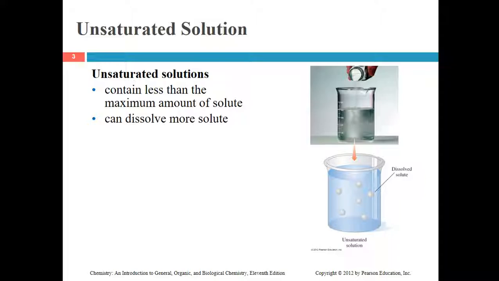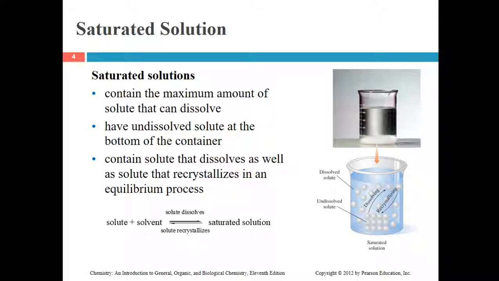Now, unsaturated solutions contain less than the maximum amount of solute. So that means you could dissolve more solute in an unsaturated solution. So that term unsaturated means something. As opposed to its opposite, a saturated solution contains the maximum amount of solute that can dissolve. So if you put any more in, it's just going to go down to the bottom because no more can dissolve. And so you know you have a saturated solution when you have undissolved solute at the bottom of the container.